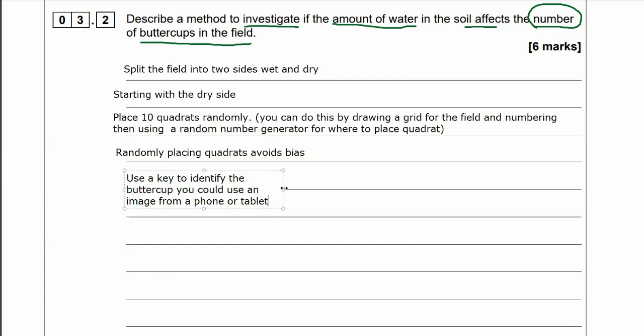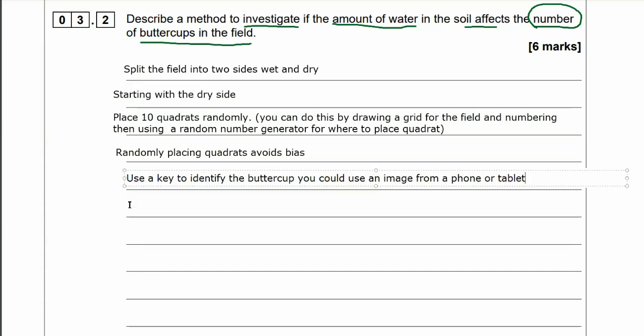Now, once you've identified the buttercups in a particular quadrat, one of your 10, you need to count up the number of buttercups in the quadrat. Now, if you're looking at moss or something that's hard to identify, like grass, because there's so many of them, then you use something called percentage cover, where you estimate the percentage of cover in the quadrat.